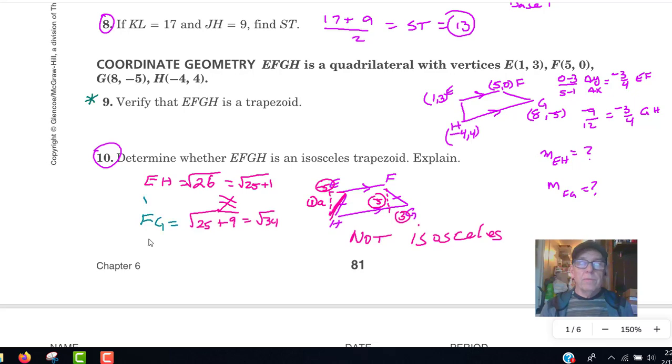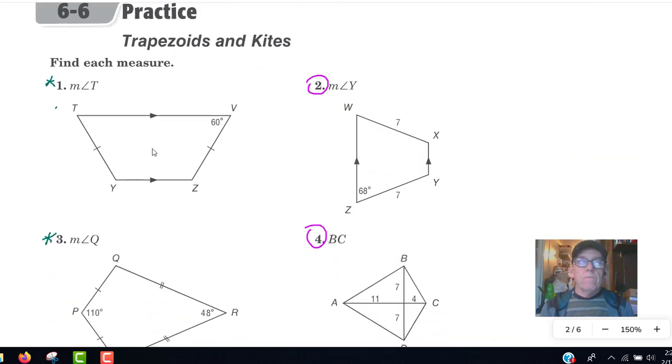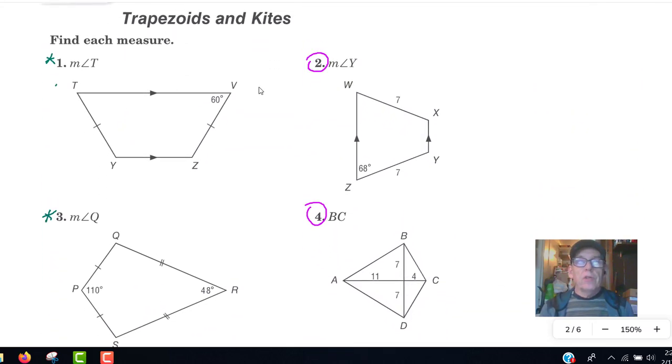Let's move on. Okay, you're going to need to do number 1. You got an isosceles trapezoid. These inside angles are going to be supplementary. These angles going horizontally are going to be congruent with each other.